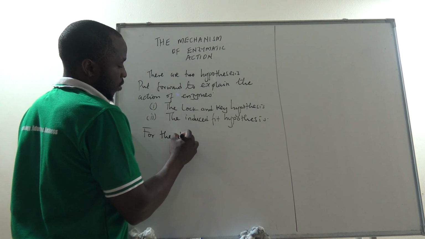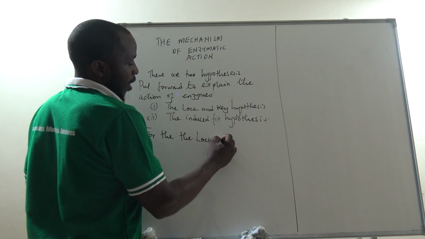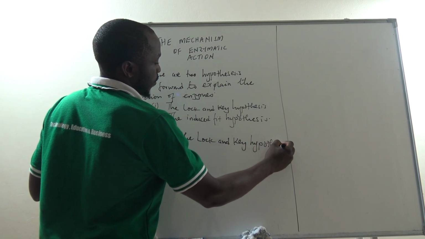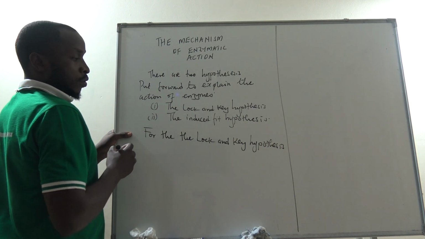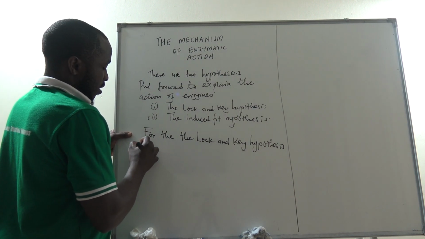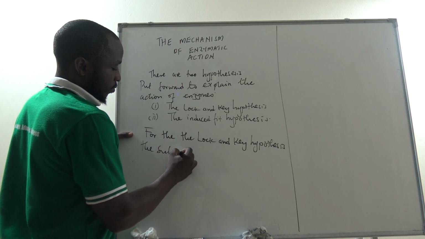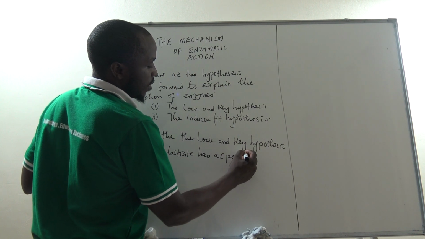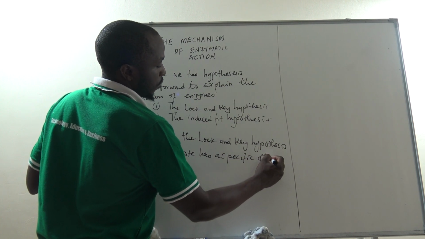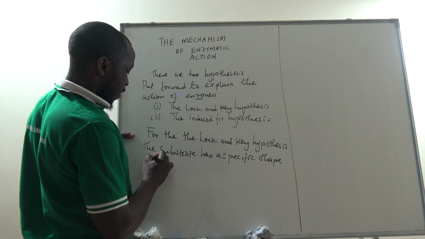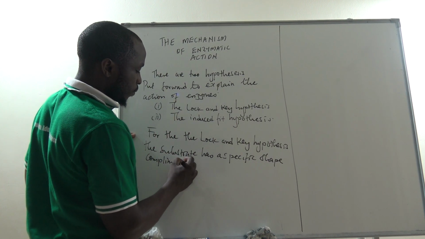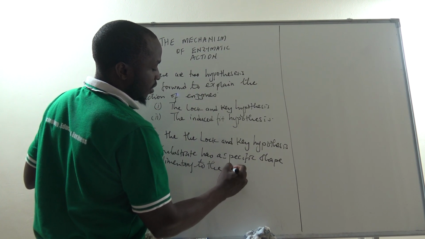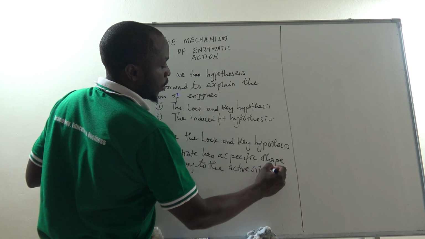For the lock and key hypothesis, the substrate has a specific shape complementary to the active site of the enzyme.